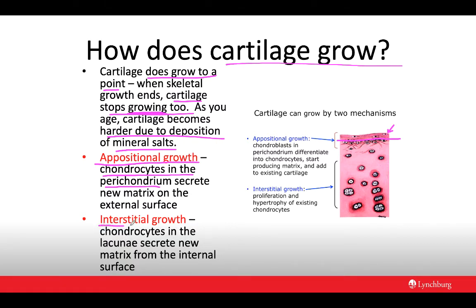The second type of growth is interstitial growth. What we see there is cartilage that's housed within the main part of the cartilage. We have these little chondrocytes that are housed in these little circles. These are called lacunae, and they secrete cartilage matrix from more of an internal position, deeper within the cartilage. So two different ways that cartilage grows: interstitial more from the inside, and then appositional growth more along the edge of the cartilage, just under that perichondrium.